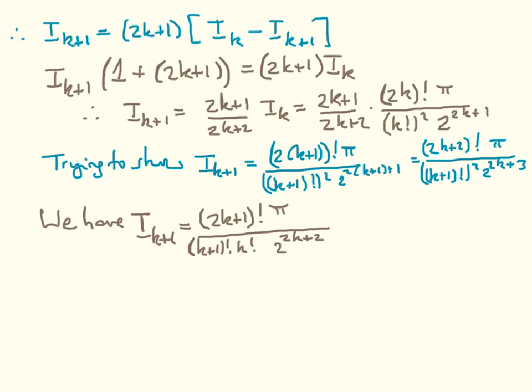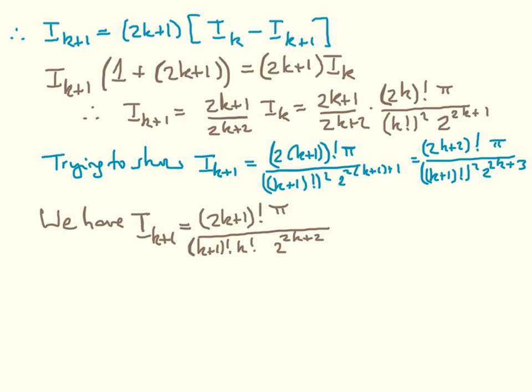So let's look at what we have and what we're trying to show. We would like another power of 2 here on the bottom, so that we have 2 to the 2k plus 3. And if we multiply by 2 on the bottom, we have to multiply by 2 on the top. We would like to have (k+1) factorial here, and to get that we have to multiply in the bottom by (k+1). (k+1) times k factorial is (k+1) factorial. But that means we've got to multiply in the top by (k+1) as well.